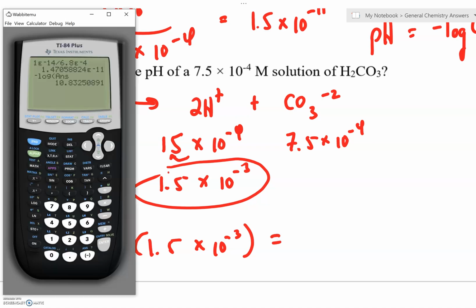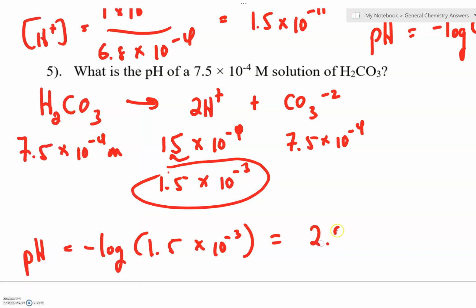Here is our fancy schmancy calculator. Negative, let's clear this so you can see what I'm doing. Negative log of 1.5 times 10 to the negative 3rd. And there, ladies and gentlemen, is our pH, 2.82. If you just want to round it to 2.8, that's fine. Okay, easy peasy. See you later.